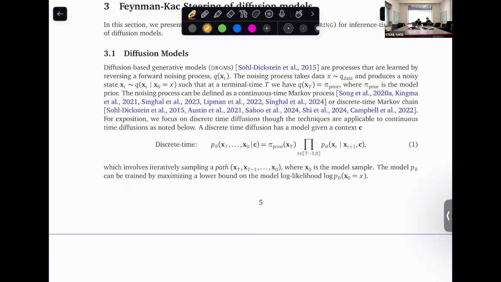Now let's also mention that we're talking about paths here, and that we always start with our big T. The big T is something very noisy, something from our prior, and the 0 is something in our data distribution. What else? Nothing else basically.